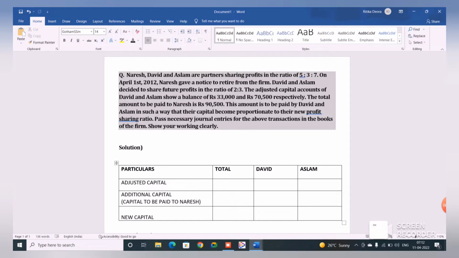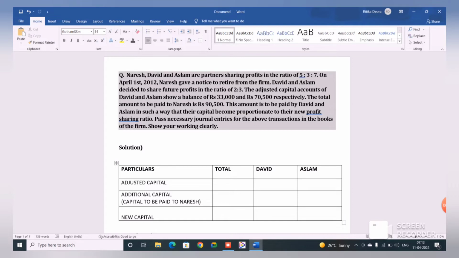Then the adjusted capital accounts of David and Aslam show a balance of 33,000 and 70,500. And the total amount to be paid to Naresh is rupees 90,500. So this total amount to be paid to Naresh, it was 90,500, which means that the balance in the capital account of Naresh was 90,500. And how has this amount to be paid? This amount is to be paid by David and Aslam in such a way that their capital becomes proportionate to their new profit sharing ratio.